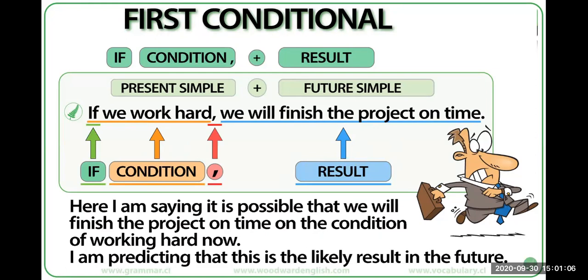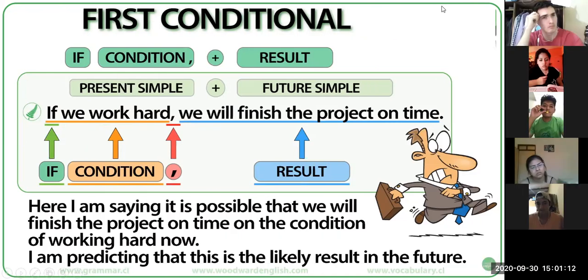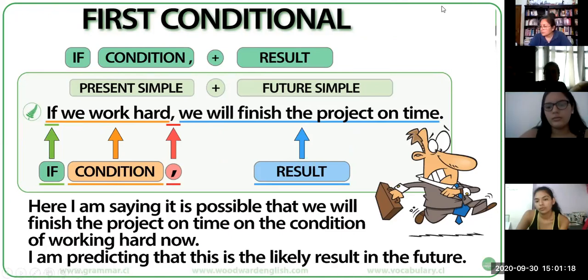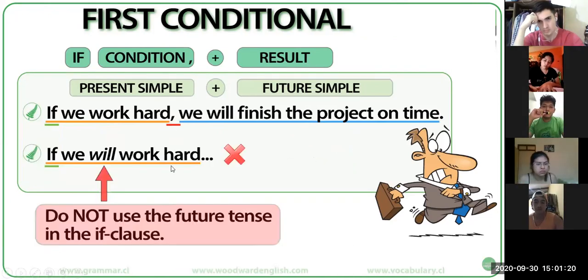Any questions until here? ¿Alguna pregunta hasta acá? ¿O algo que no hayan entendido? No. Okay, let's see the examples here. It says, don't use the future tense in the if clause. As you can see, this is the if clause and this is the result. So we never have to use will in the if clause. We have to use the present simple in this first conditional. The will clause is in the result.